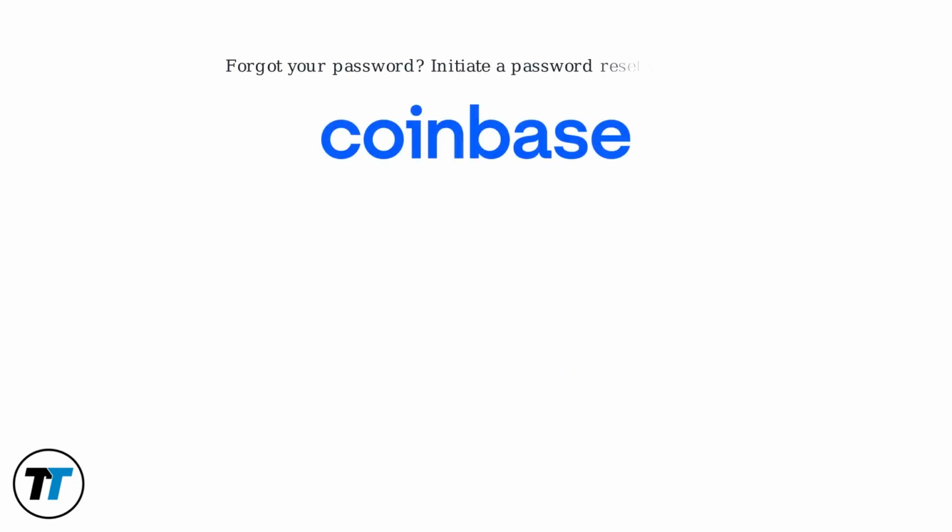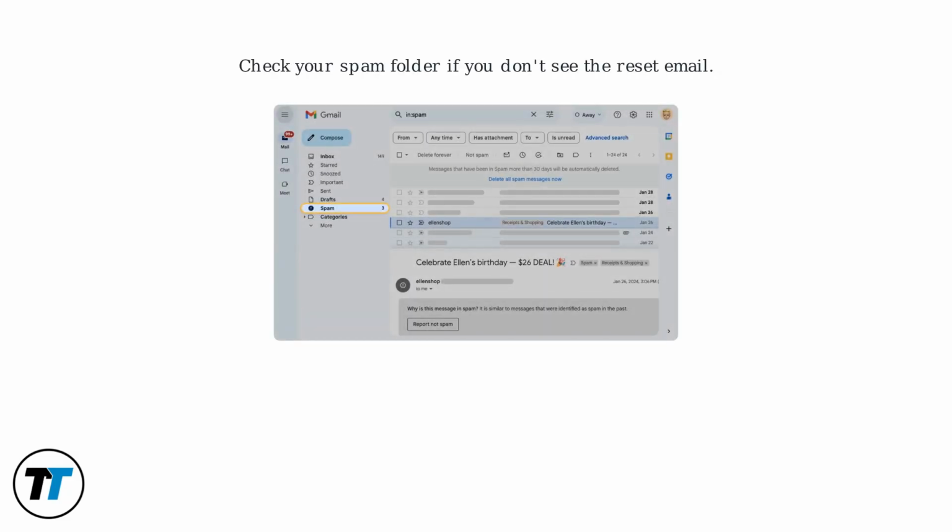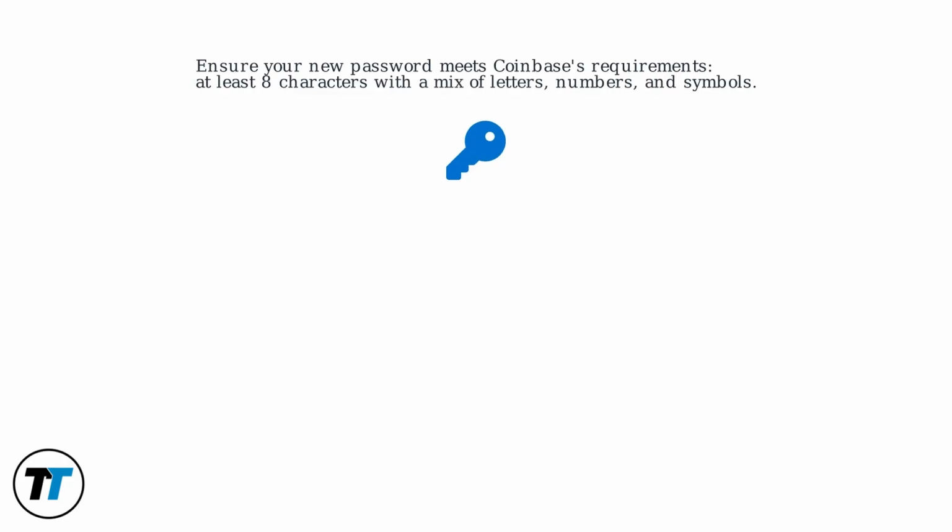Forgot your password? Start by initiating a password reset through the Coinbase app or website. You'll receive an email with reset instructions. If the reset email doesn't arrive in your inbox, check your spam or junk folder. Email filters sometimes redirect Coinbase emails. When creating a new password, make sure it meets Coinbase's security standards.